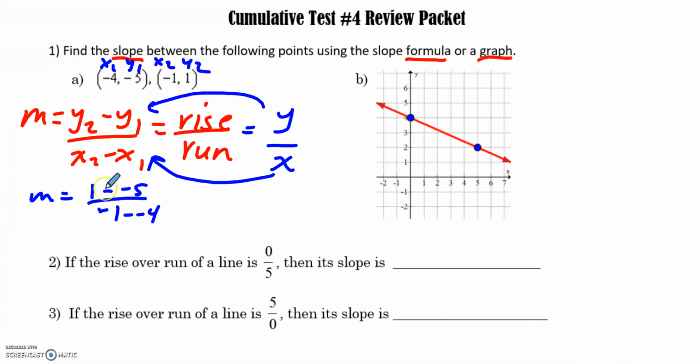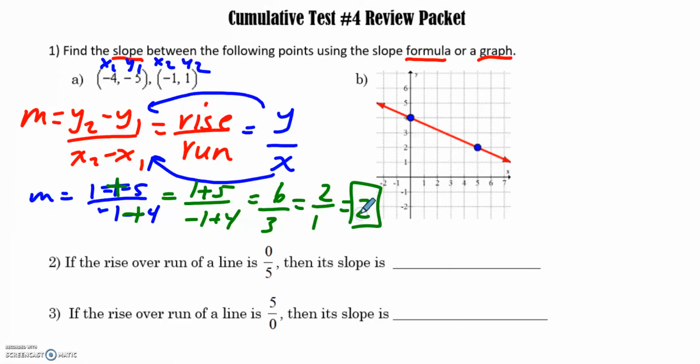In two cases here, my double negatives become a positive here and also become a positive here. So on the top, I really have 1 plus 5. In the denominator, I really have negative 1 plus 4, which is 6 over 3, which reduces to 2 over 1, or just 2. So my slope is a positive 2 over 1, or 2.